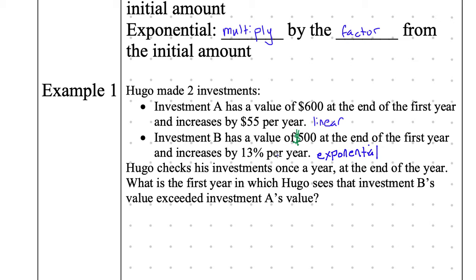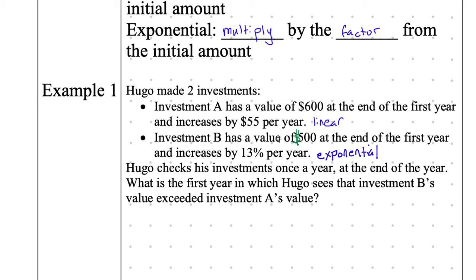But sometimes things will use the word like double or triple. That will also mean it's exponential. And we'll see that in example 2. So, Ugo, you're checking your investments only once a year at the end of the year. And the question is, what is the first year in which you are seeing that your investment in B is exceeding the investment in A? So when does B catch up and then pass A?